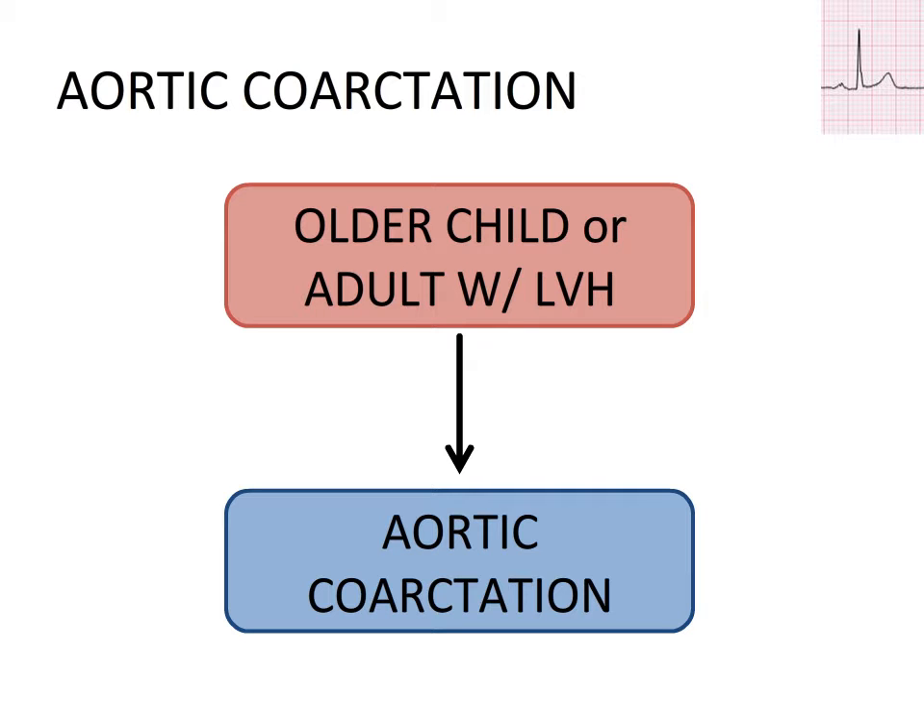Therefore, when aortic coarctation is diagnosed in children over 2 years old, or in adults, they typically have left ventricular hypertrophy on EKG.